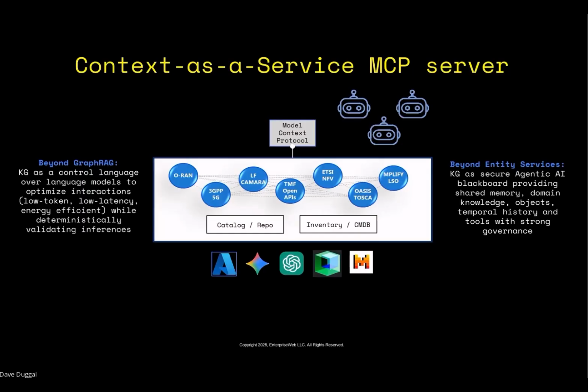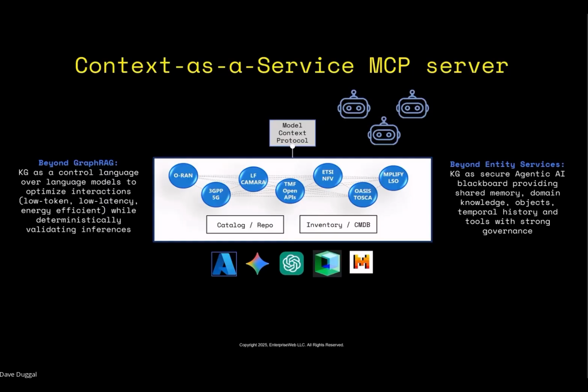And northbound to the agents, we're now exposing this knowledge graph as a blackboard, right? Shared memory, shared domain knowledge, shared objects, temporal history, even shared middleware tools with governance through a secure AI gateway to agents. And now you have something that's much more trustworthy, hyper efficient. It's optimizing the use of language models, both from an efficiency perspective, but also an accuracy perspective. It's providing more security in the use of and access to your data.